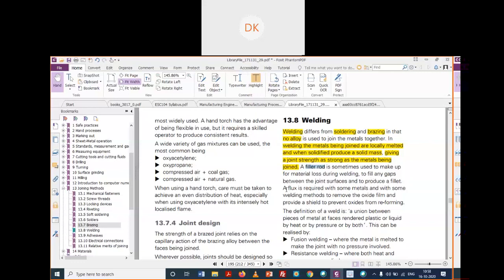And also some flux is required. So we see different kinds of material are used. Whatever oxide formation is found, in some welding processes we use flux to remove those oxide films.